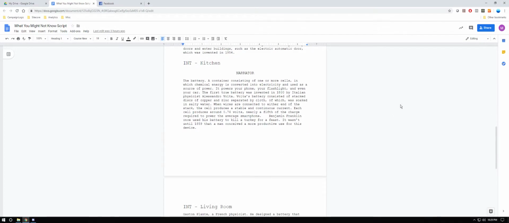The battery, a container consisting of one or more cells, in which chemical energy is converted into electricity and used as a source of power. It powers your phone, your flashlight, and even your car.